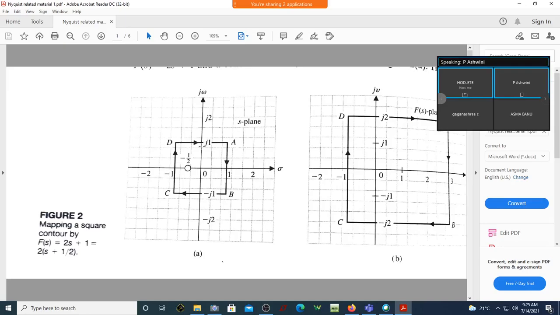A, B, C, D? Okay, now let us consider A, B, C, D. What may be this A? Is it not 1 plus j1? Real part is 1, imaginary part plus j1. Is B equal to 1 minus j1? Is this minus 1 minus j1? Is this minus 1 plus j1?